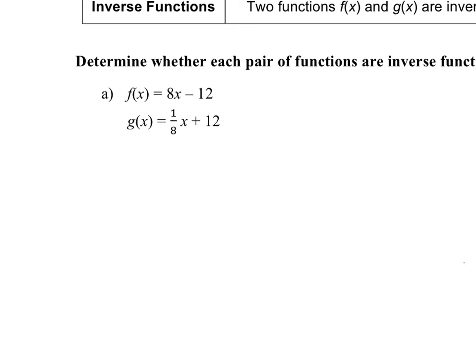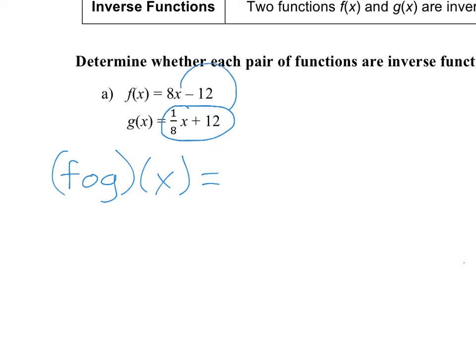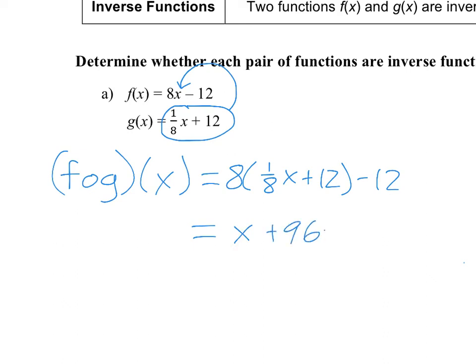All right, so we have our choice. We can do F compose G or G compose F. I will do F compose G. So if I want F compose G, I take G and I plug it into the X in the F function. So this will be 8 times (1/8 x plus 12) minus 12 equals, so now we distribute, x plus 96 minus 12, we end up with x plus 84.